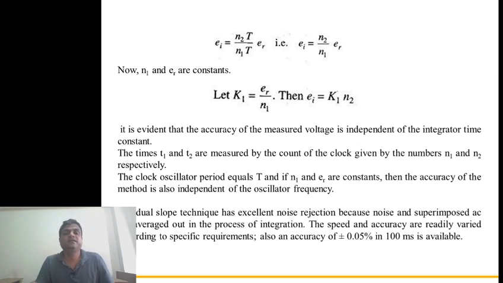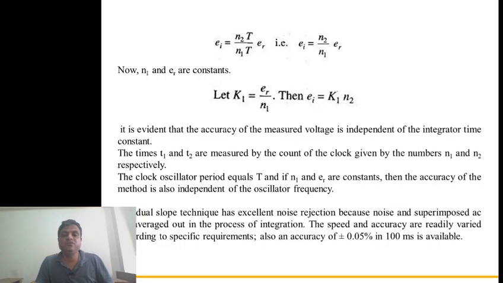Here again, EI is N2 upon N1 times ER. We just put in T2 and T1 as counts. It means EI equals N2 upon N1 into ER. Then let K equal ER upon N1, so EI equals K into N2. So it is evident that the accuracy of the measured voltage is independent of the integration time. Integration time does not affect the accuracy.